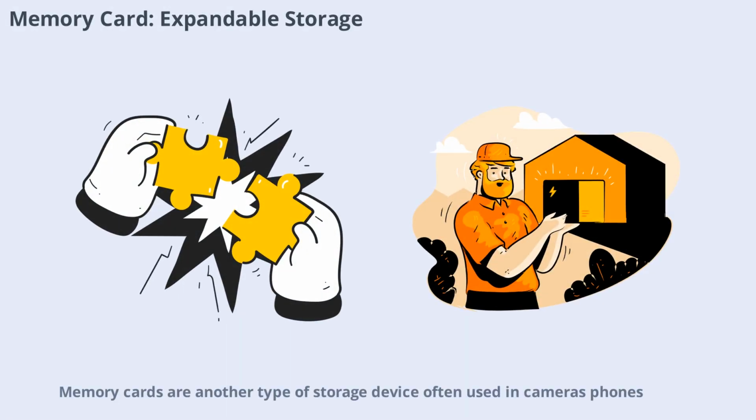Memory cards are another type of storage device, often used in cameras, phones, and tablets. They allow you to expand the storage capacity of your devices and easily transfer photos, videos, and other files. Memory cards are small, lightweight, and very convenient.